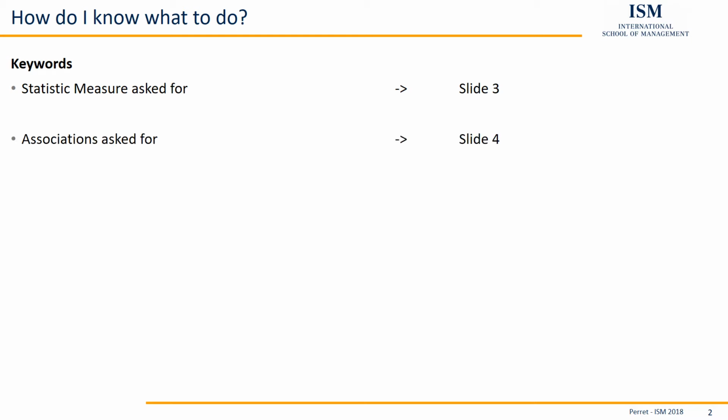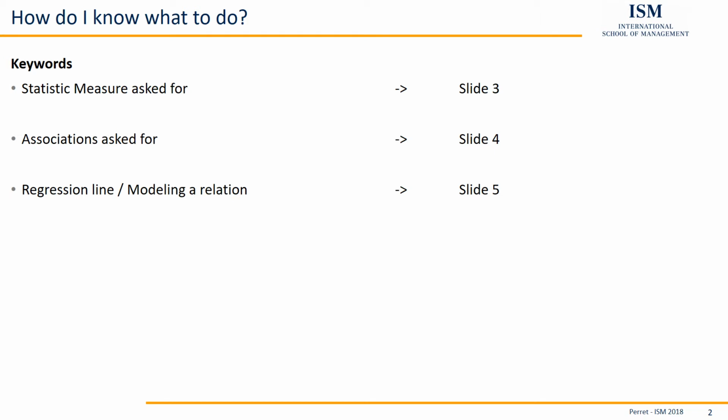The alternative is you have data for 2 variables, and in some way you're asked about associations. So basically the relation between 2 variables. If it's about this, then we can go into more detail about this in the second to next slide.